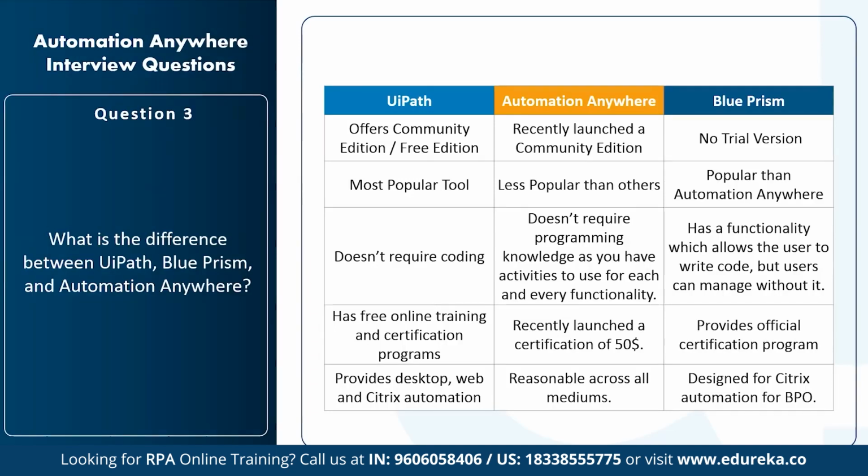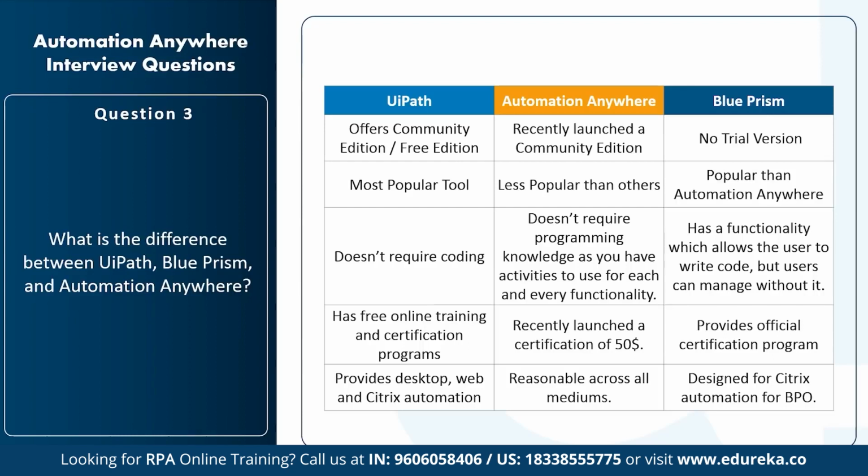Coming to Automation Anywhere, it has recently launched a community edition. Apart from the community edition, it also has an enterprise edition with a 30-day trial, right? So you can go for the community edition, which is again free for a lifetime, and then there's also an enterprise edition similar to that of UiPath. And finally, coming to Blue Prism, it has no free edition. Basically, it offers no trial version. So you'll have to pay money, get the licensed version, and then you can start automating tasks in Blue Prism.